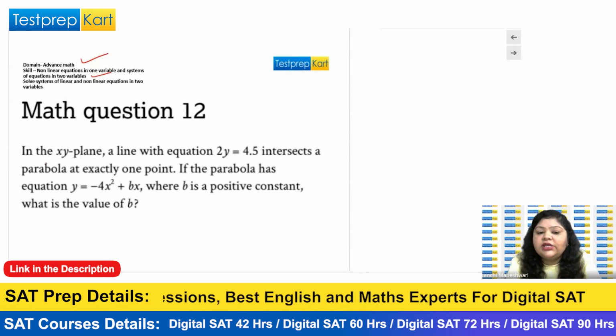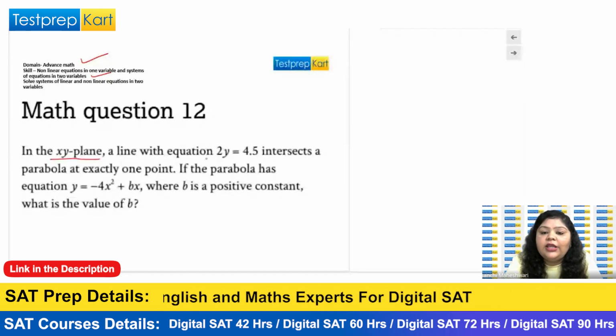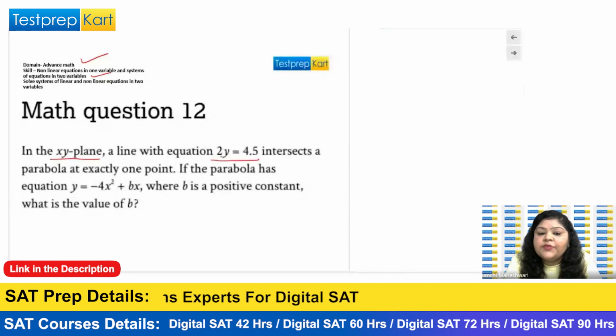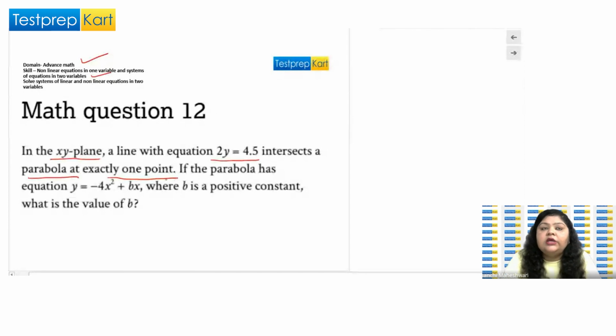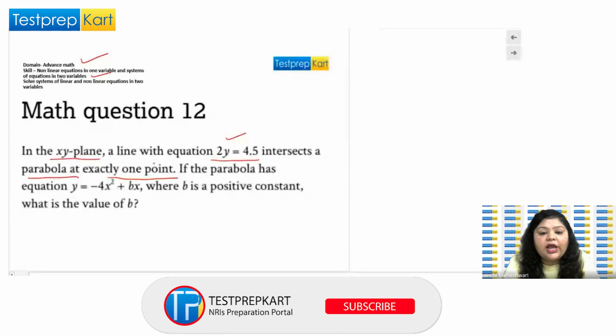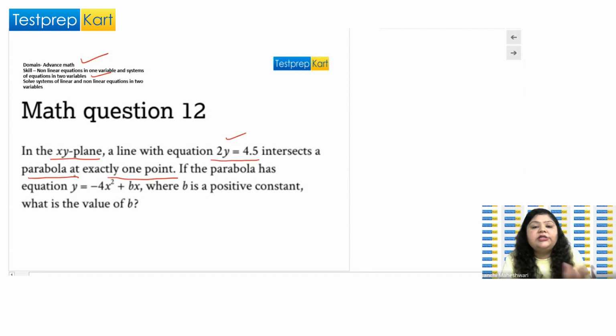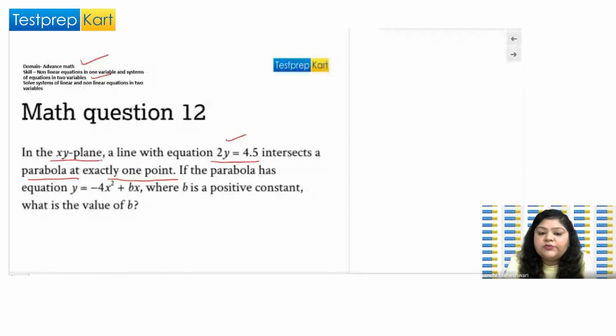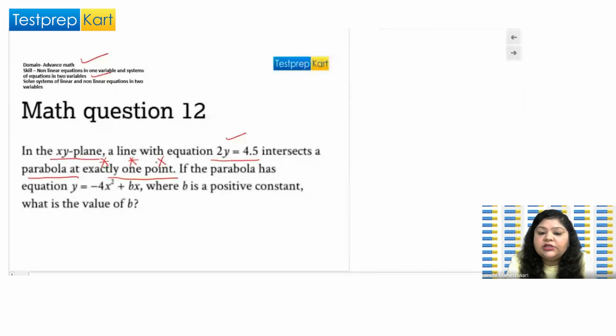Question number 12 is saying, in the xy plane, a line with the equation this intersects a parabola at exactly 1 point. Okay, so they are saying we have a parabola and we have a straight line, because this is the equation of the straight line, and they are saying we have another graph as parabola. So they are saying it intersects exactly at 1 point. So let me just put down some stars here that they intersect exactly at 1 point.